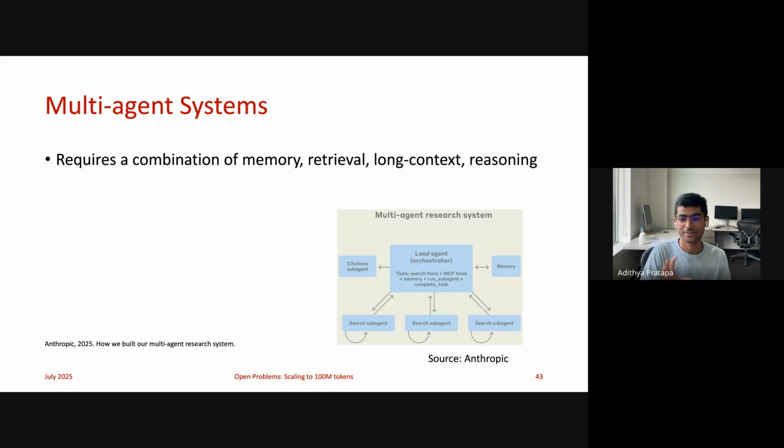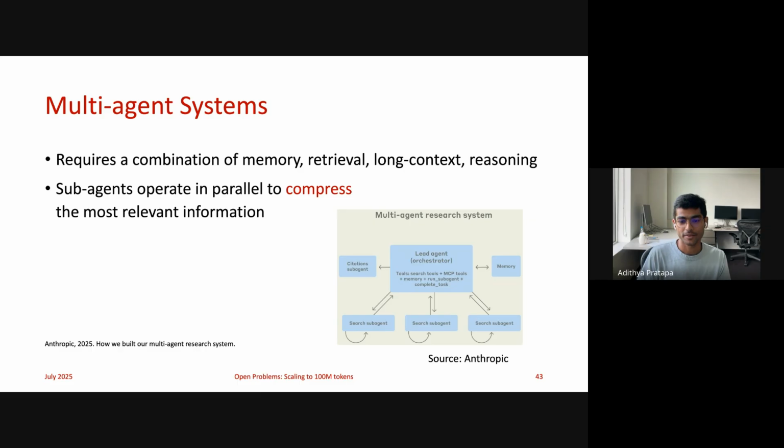And this is not just a long context problem. This requires a lot of additional skills. You need reasoning, you need retrieval, you need memory and long context. And the goal of each of these sub-agents in a setup like this is to compress information to feed it back into the lead agent.